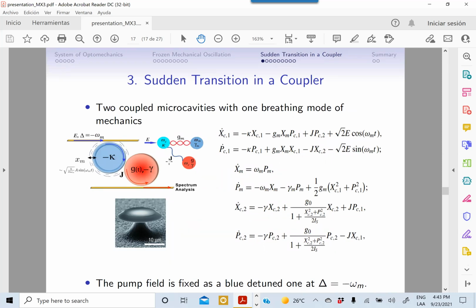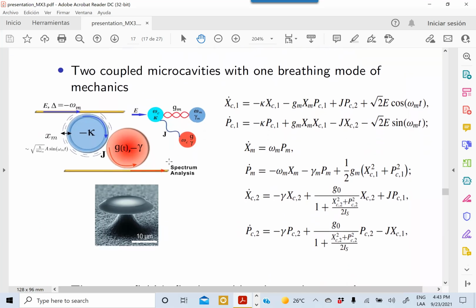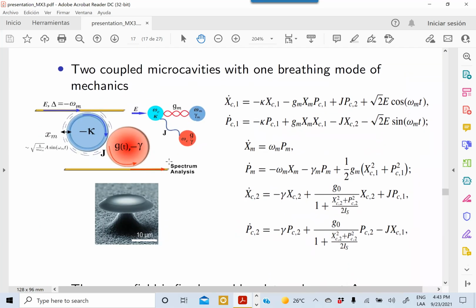One of the cavities carries a breathing mode. Its breathing mode can be excited in a certain way. All these microcavities look like mushrooms. They grow in the clean room by some chemical method.